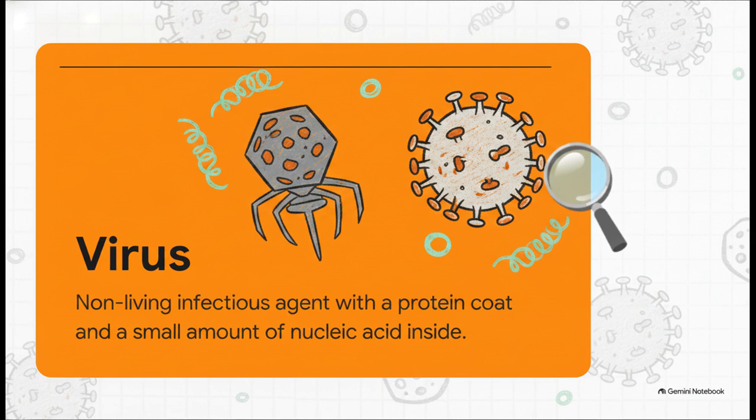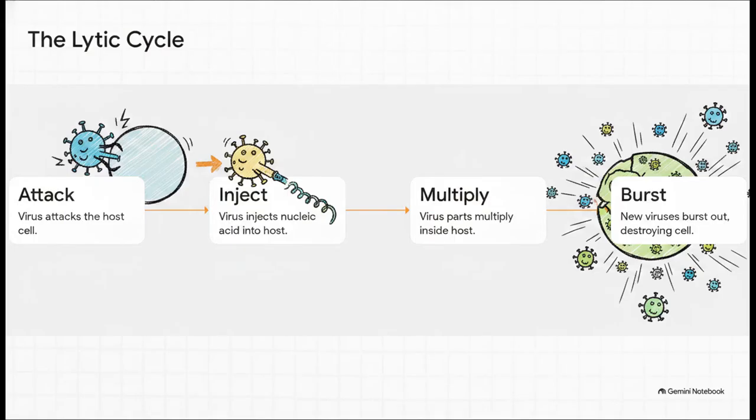Because they completely lack basic cellular machinery, they are what we call obligate parasites. They absolutely must have a host to do anything at all. So, how exactly do they exploit that host? They use a process known as the lytic cycle.